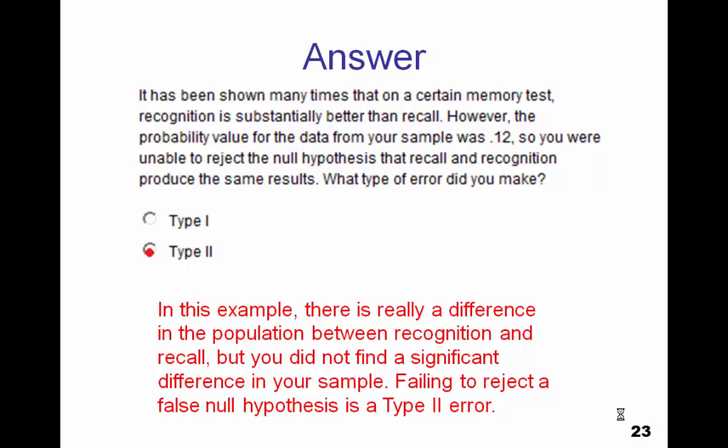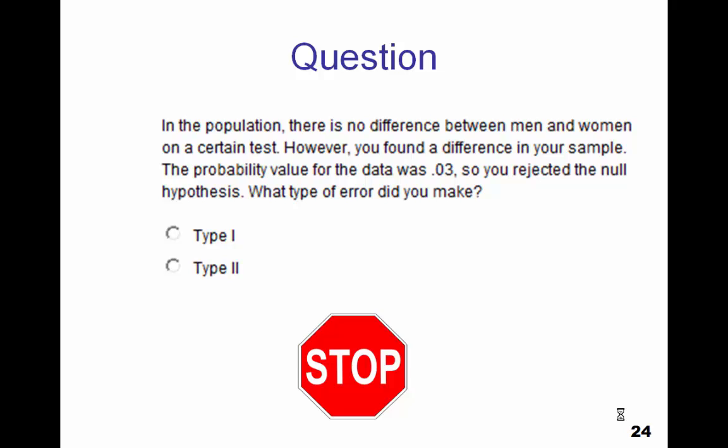In this example, there is really a difference in the population between recognition and recall, but you did not find a significant difference in your sample. Failing to reject the false null hypothesis is a type 2 error.